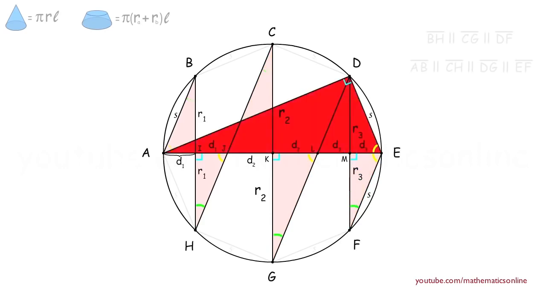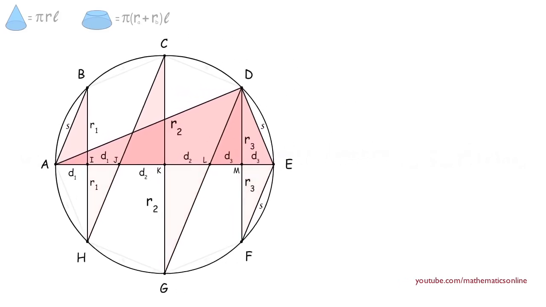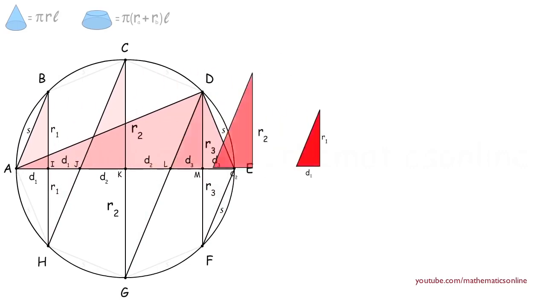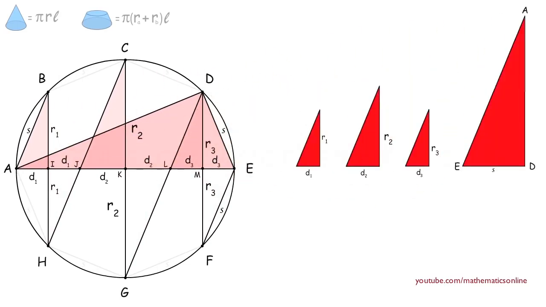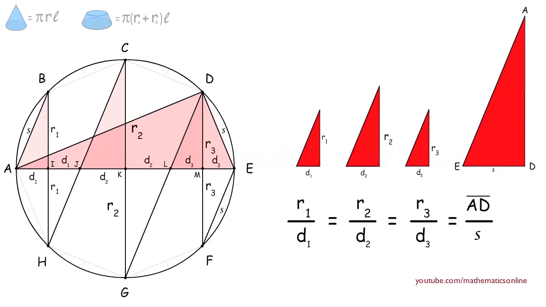Finally, we will look at this last triangle, and it is also similar because it has 2 of the same angles shared by all the other similar triangles. Since all these triangles are similar, we can establish an important relationship between them. Specifically, we will show that the corresponding sides are all in the same proportion. Therefore, R1 over D1 is equal to R2 over D2, which is equal to R3 over D3, which is equal to line AD over S.